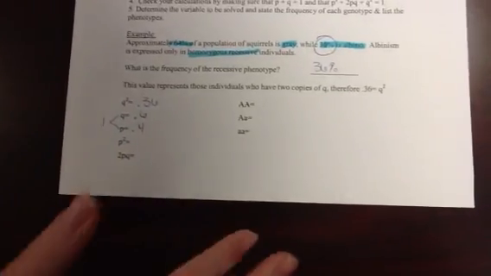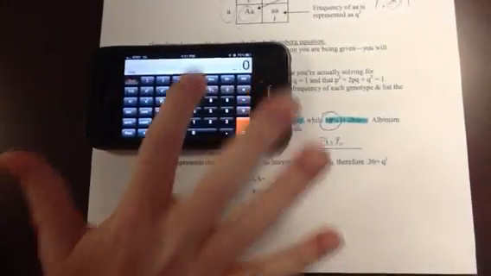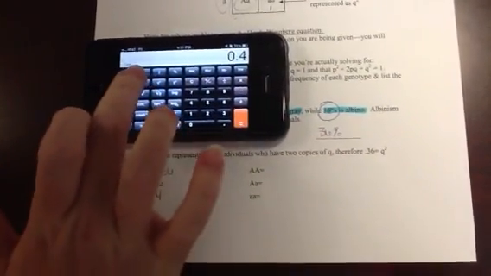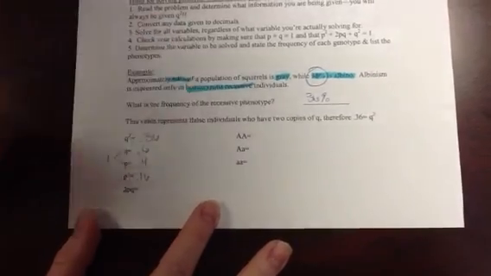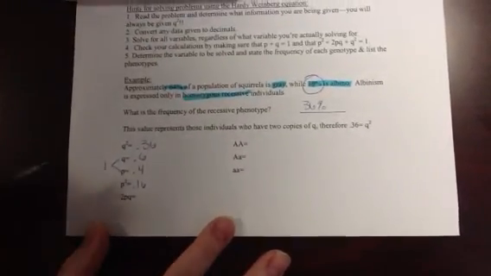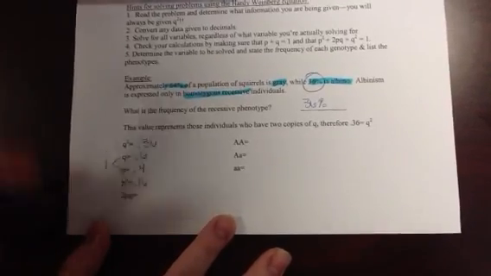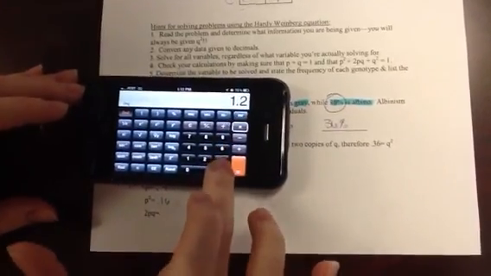Once you know P, then you're going to find P squared. So you go up to your calculator, clear this, we have 0.4, and we're going to square that. You press this button here. P squared is 0.16. So write this in. Now we can figure out 2PQ since we know P and we know Q. So 2 times 0.6 times 0.4 should equal 0.48.